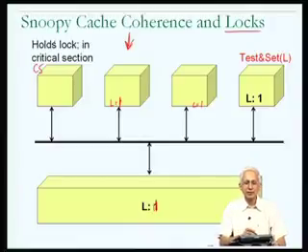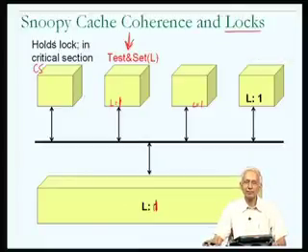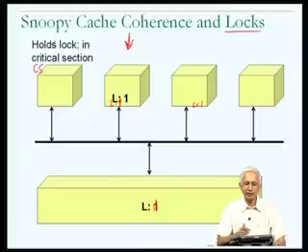Ultimately, of course, the process which was executing in the critical section is going to release the lock. Again, as each of the processes executes test and set of L, it will cause the copy of the block containing the lock to enter its cache, and it will involve a memory operation, it will involve use of the bus.